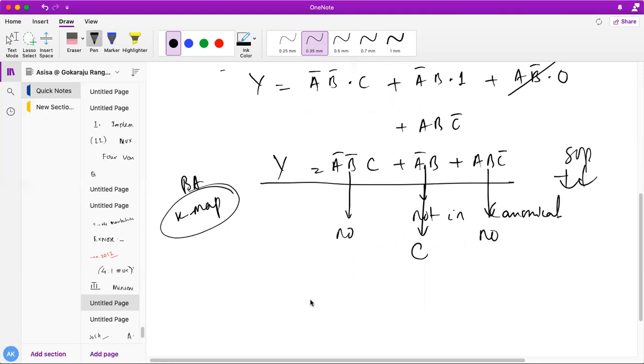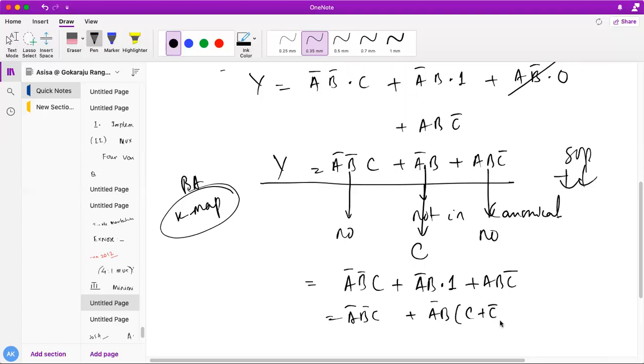In order to make it canonical, you just have to AND with 1. We have done all these things, students. A bar B bar C and 1, and you express it with the help of the missing variable, C or C bar, by using postulate number 6. We know that C or C bar is 1. Next A B C bar. Then you apply the distributive law. A B bar C, A bar B C, A bar B C bar, A B C bar. So I got the canonical equation.